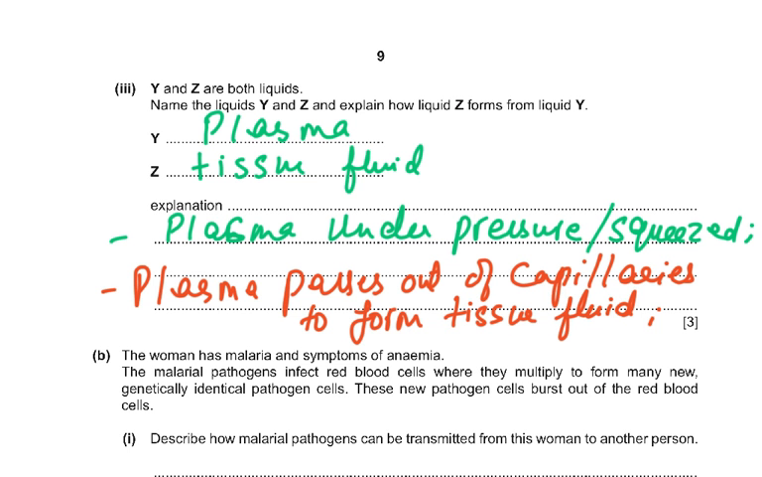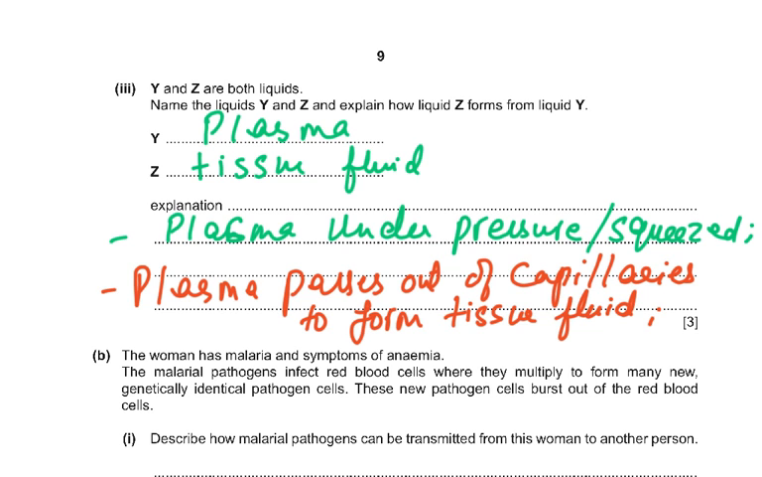So plasma under pressure is squeezed out, because you see the capillaries arise from the arteriole, and arteries carry blood at a high pressure because all arteries arise from the aorta, and aorta arises from the left ventricle, and the wall of the left ventricle is thicker, so it exerts a lot of force. So there's more pressure in the arteries. So plasma is under pressure, and that is going to result in the plasma passing out of the capillaries to form the tissue fluid.